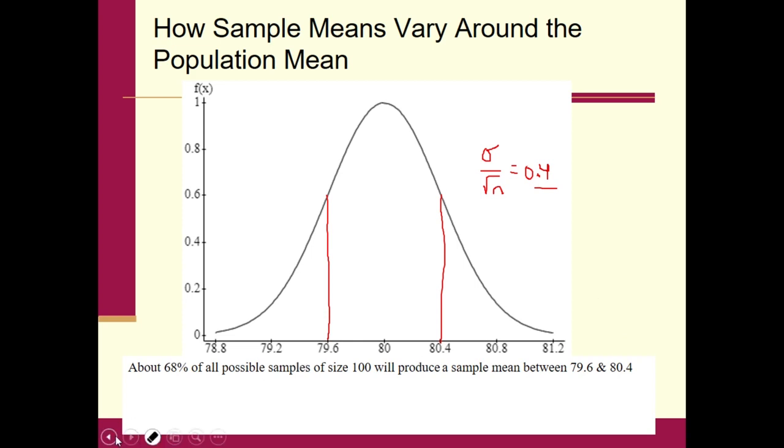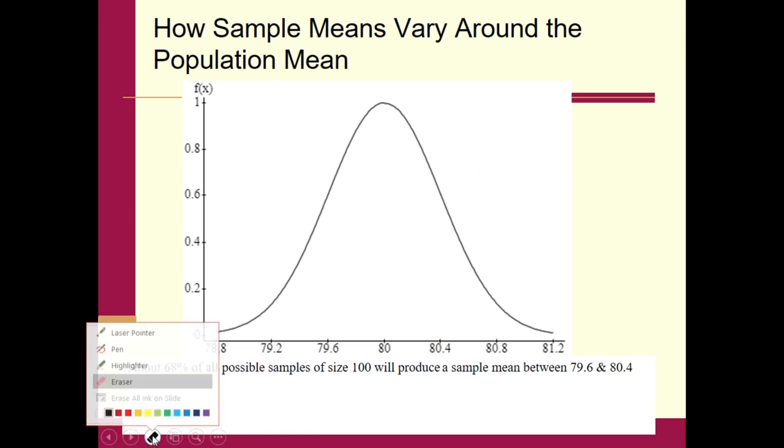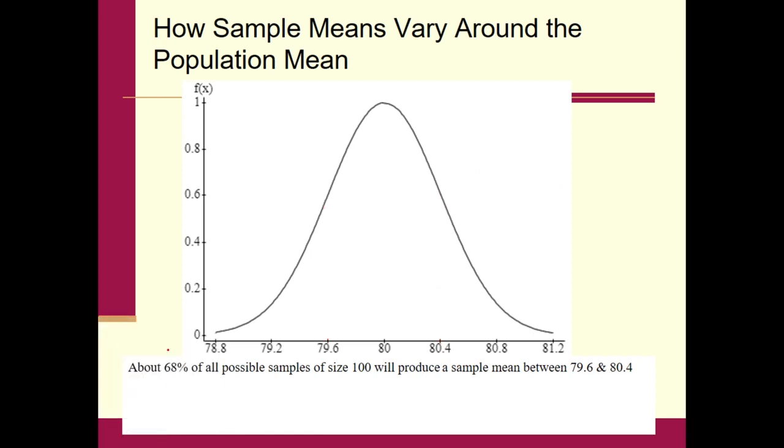All right, let's go out one more standard deviation. So, 79.2 and 80.8. What percentage of all the samples will produce an X bar between these two points? Hopefully you say about 95%, the second rule of the empirical rule. So about 95% of all possible samples of size 100 produce a sample mean between 79.2 and 80.8.